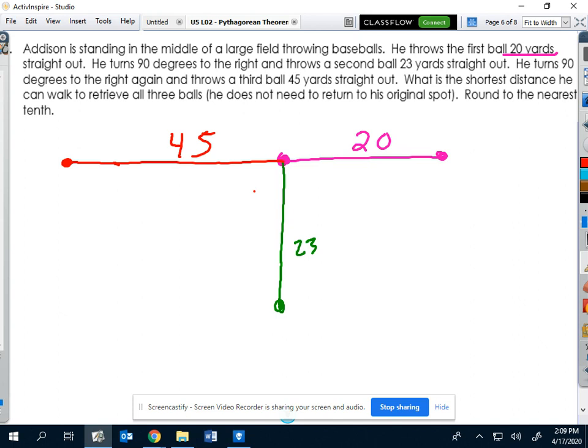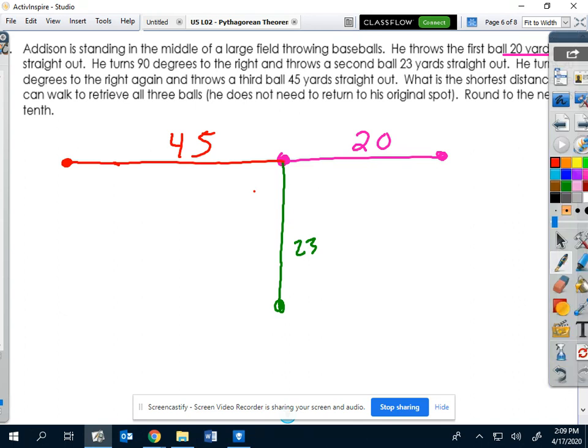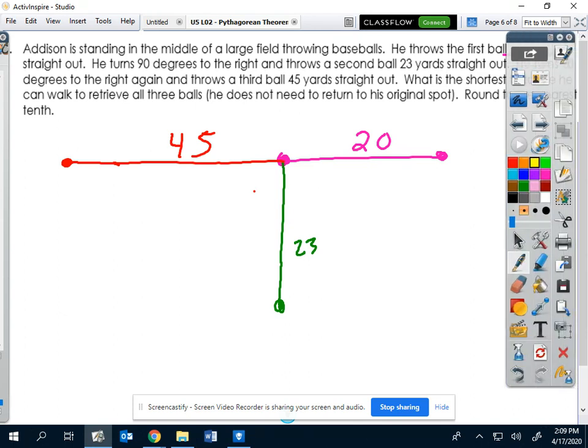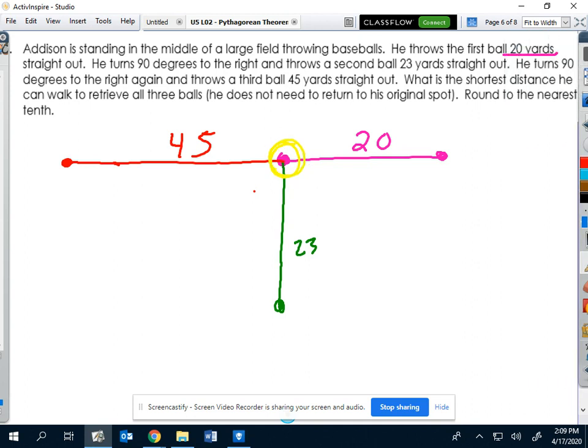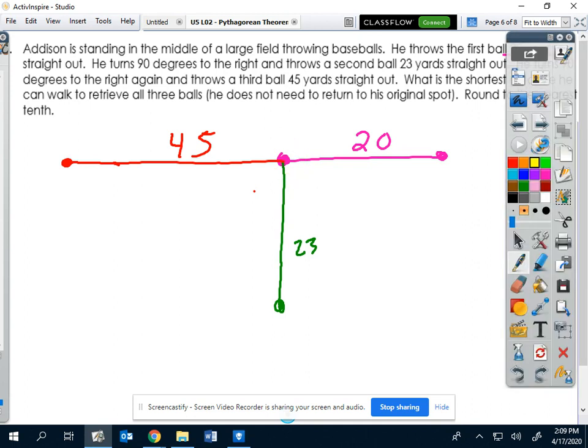And the question that he's trying to figure out is, all right, I've got to go pick up the baseballs. What is the shortest distance he can walk to retrieve all 3? All right? And remember, he does not need to come back to his original spot. He doesn't need to come back here. He just starts there. So I want you to press pause in just a second. I want you to actually try it out. Do some experimenting. See if you could figure out what would be the shortest way.